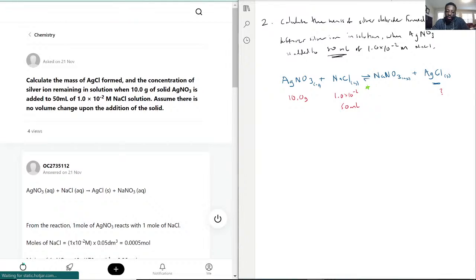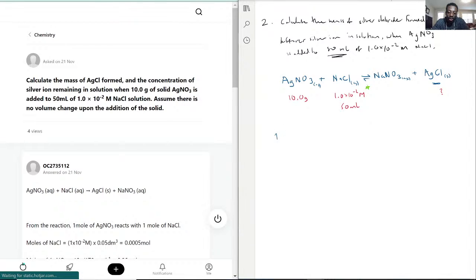To convert to moles, we first need to know the molar mass of silver nitrate, and not so much the salt, because silver nitrate is the one that's in grams right now. We want to get it to moles. And I'll show you why we don't need to do that for salt later.